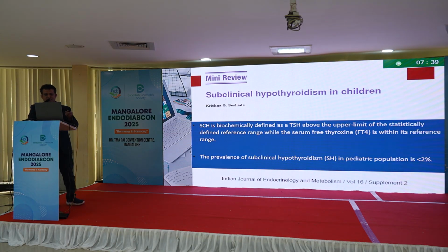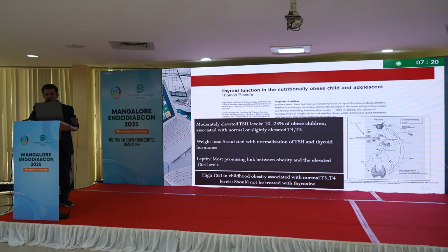So this is a text article by ITS President Dr. Krishna Sheshadri sir, published in 2016. You can see here that at that time itself so many guideline requirements were understood. Subclinical hypothyroidism in children means free T4 is normal, TSH is just above the upper limit of normal. It's actually increasing with time. The reason is obesity. You can see the obesity involves the axis. Weight loss will normalize the axis.